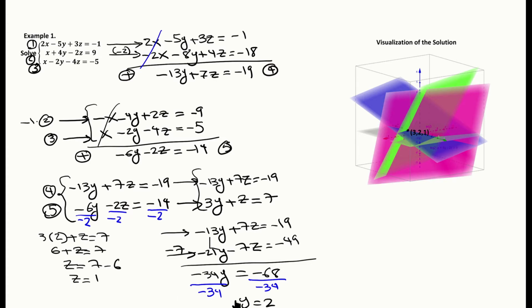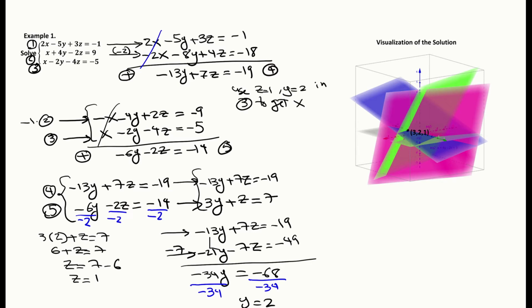Remember, we need all three variable values for this solution, so x, y, and z. So we're still missing x, but that's easy because we can just take this y equals 2 and z equals 1 and go into one of our three original equations and solve to get x. And it looks like the last one, number 3, is the simplest place to go. So we're going to use z equals 1 and y equals 2 in 3 to get x.